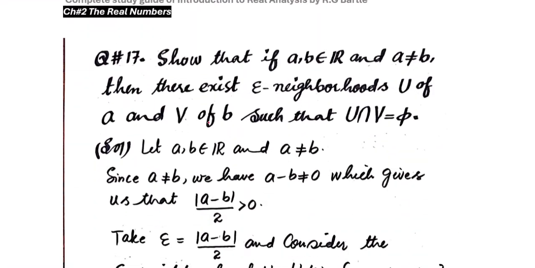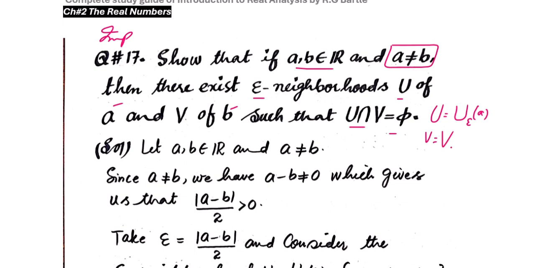Next, question number 17 is an important question, and this is very interesting. This question says that if a and b are real numbers and they are distinct, they are different numbers, then there exist epsilon neighborhoods U of a and V of b such that their intersection is empty. Here U is an epsilon neighborhood of a and V is an epsilon neighborhood of b. We have to show that their intersection is empty for some epsilon.